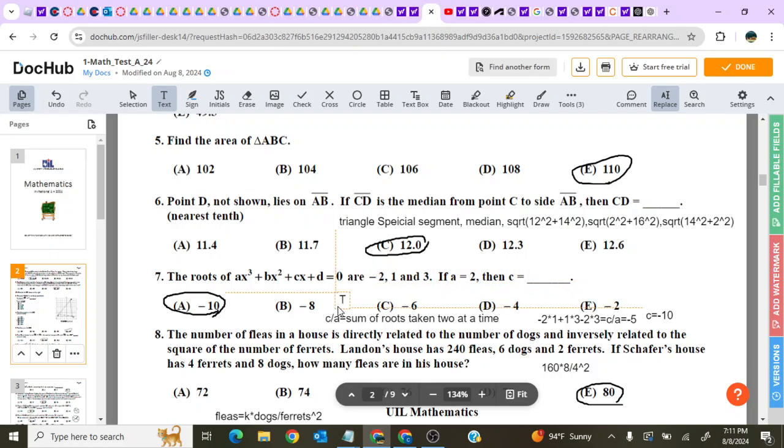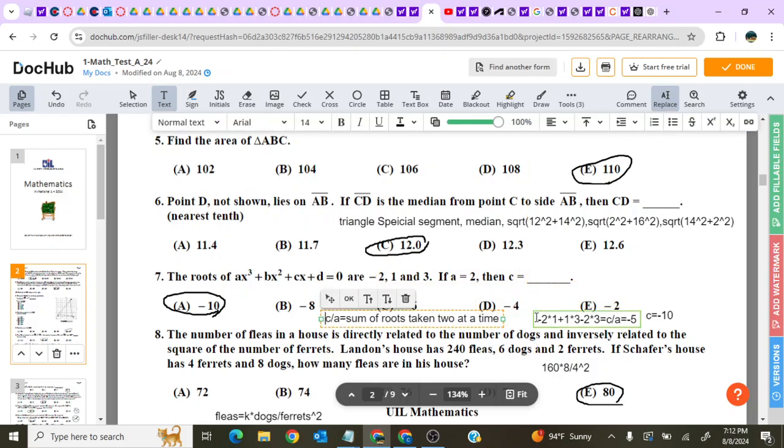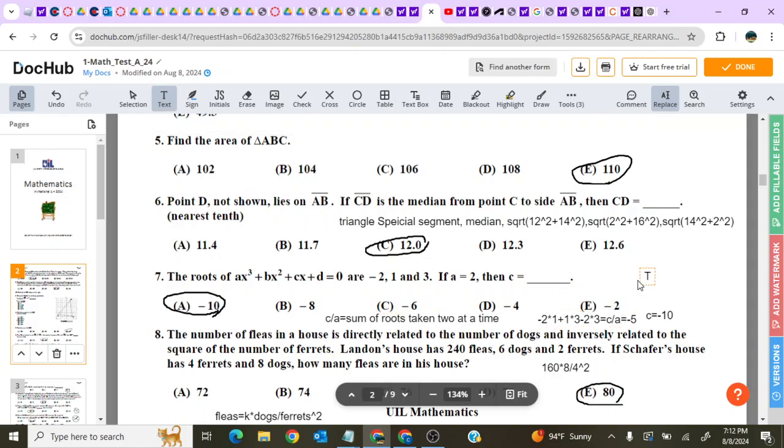So that will get you c over a, actually, because you can imagine if everything was x plus, x minus, a would have a value of 1, but you're multiplying by 2. So basically, you just have to multiply whatever value you would get for the sum of the roots taken 2 at a time by 2 as well to counteract that. So in that case, -2 times 1 plus 1 times 3 minus 2 times 3 gets you c over a, which is -5. So c is going to be -10.